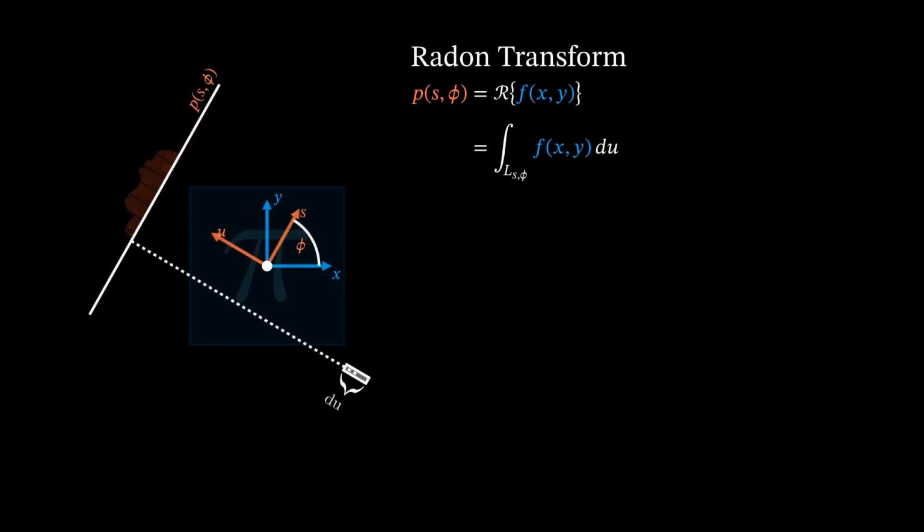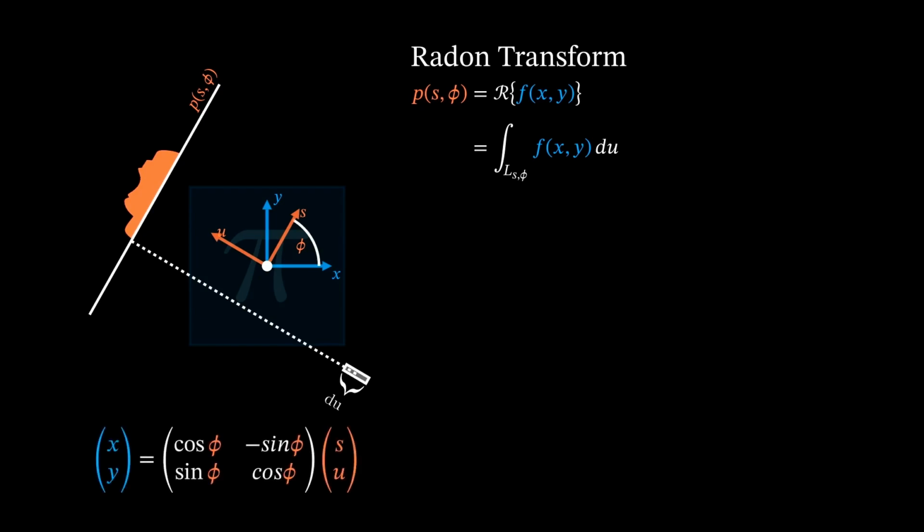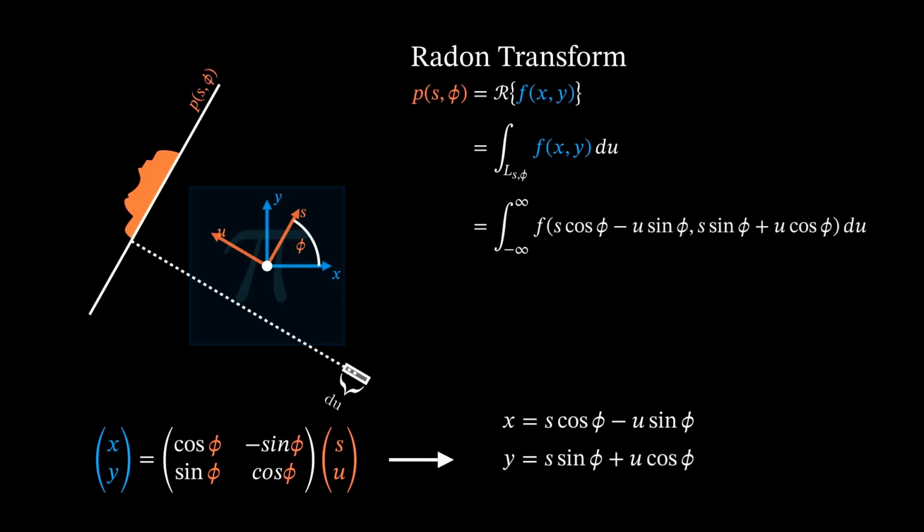The same process is now shown for another angle, just to get more familiar with this principle. To explicitly calculate the value of the integral, we use a rotation matrix to transform from x and y to s and phi. It is a simple matrix multiplication that gives us the new substitutes of x and y, which we can plug into the integral.